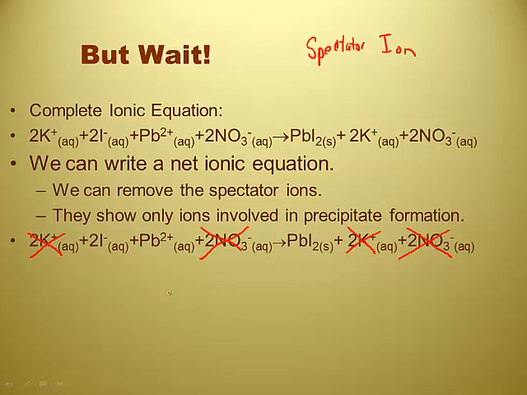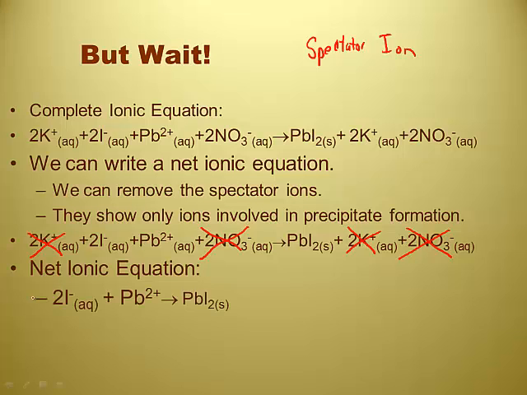That leaves just the iodide and the lead, which makes the solid. So we can write what's called the net ionic equation where we don't write what we just crossed out. Okay, get rid of the spectator ions. So we get 2 iodide ions, a lead ion, and we get lead iodide.